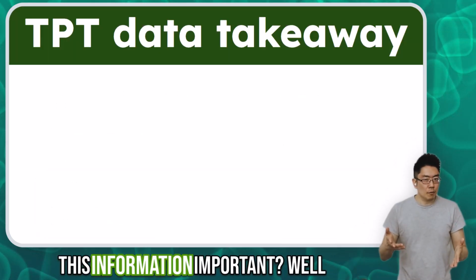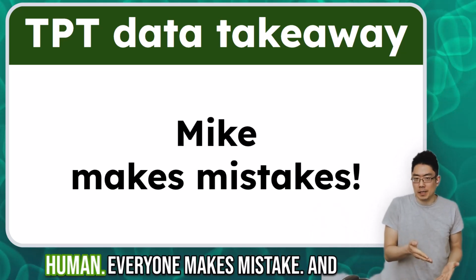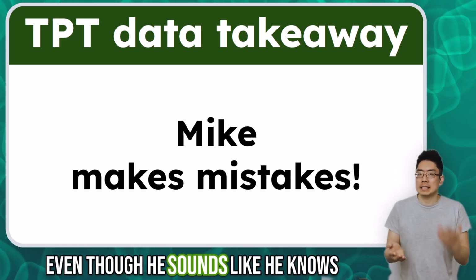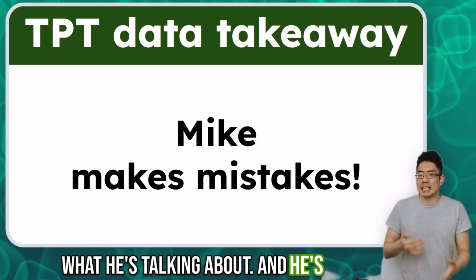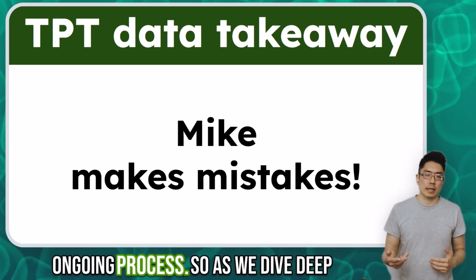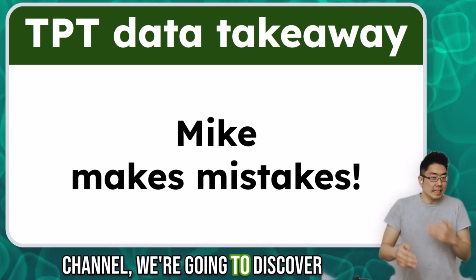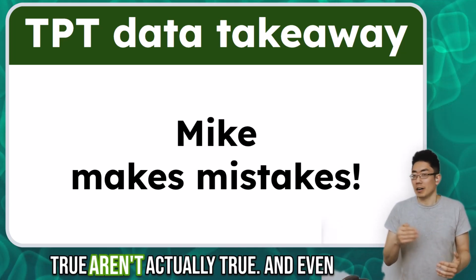So why is this information important? Well, the first thing is that Mike makes mistakes, which makes sense. He's human. Everyone makes mistakes. And even though he sounds like he knows what he's talking about, and he's basing it on things that he learns from the manual, learning is an ongoing process. So as we dive deep into the TPT search engine in this channel, we're going to discover that things that we thought were true aren't actually true.